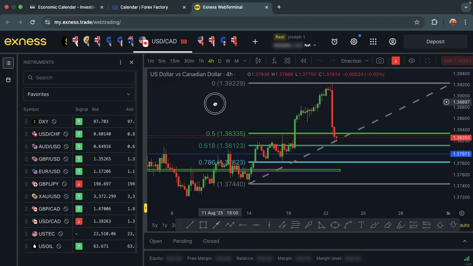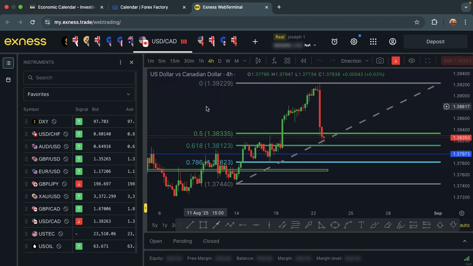Super easy. So basically this is what I've got for you guys. I just wanted to give you a brief insight on how you can trade using market structure.